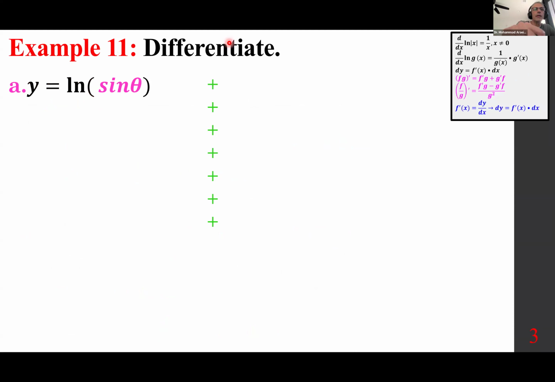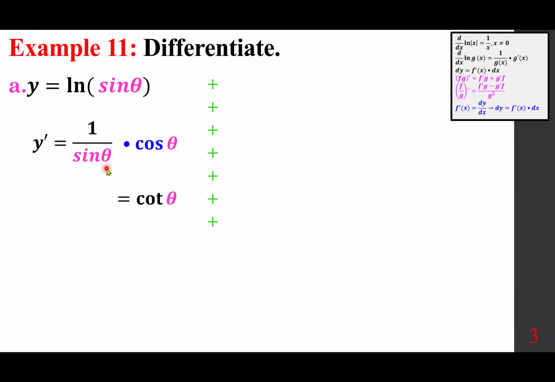All right, let's look at this example where y equals ln of sine theta, and we want to differentiate first. Reminding everybody that for a natural log, we flip this over, 1 over sine theta, and then by the chain rule, the derivative of sine, which is cosine theta. As you know, cosine over sine equals cotangent theta. And we're done with that.